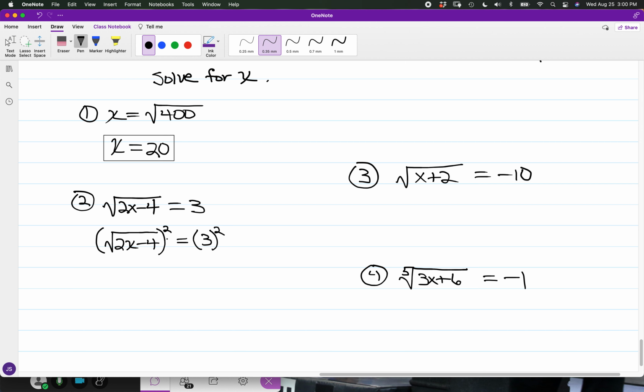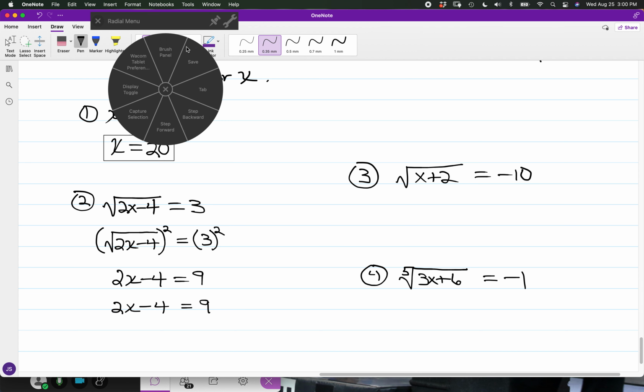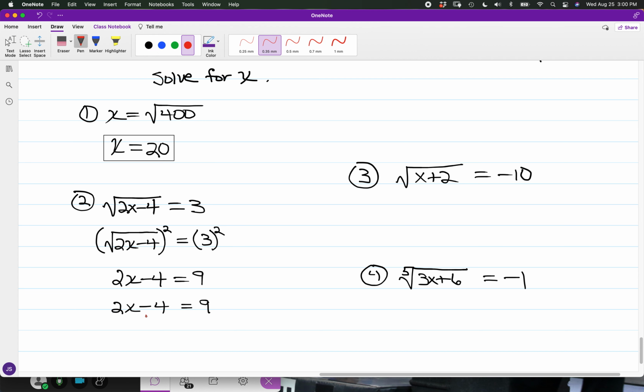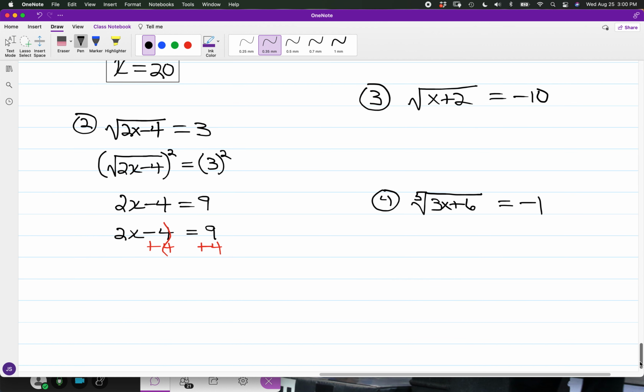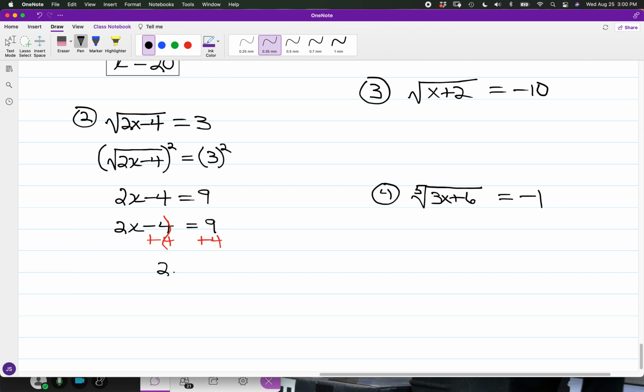And for what I have on the left, undoing the square root by squaring, we have 2x minus 4, and with 3 to the second, 3 squared is 9. Looking at isolating x, where I have 2x for the term, adding 4 to both sides, so I have 2x is equal to 13. And with division by 2, we have x is equal to 13 halves.